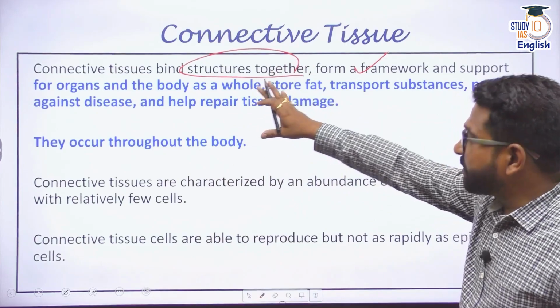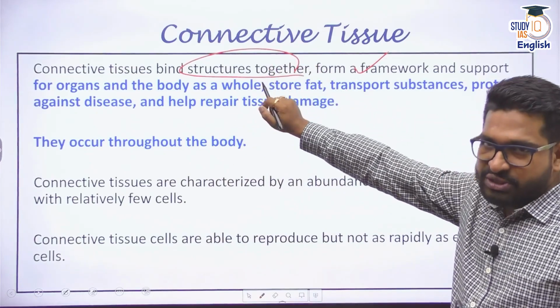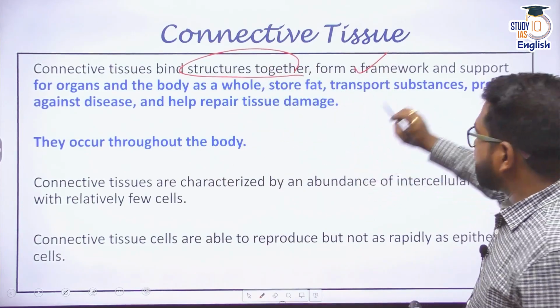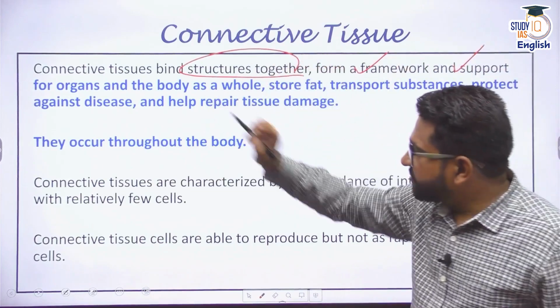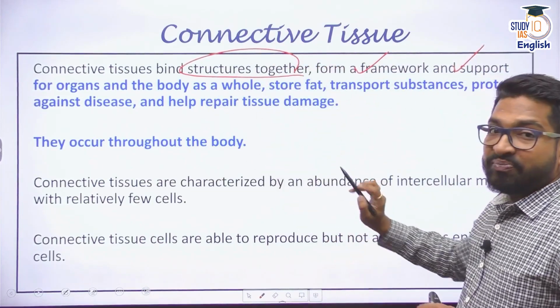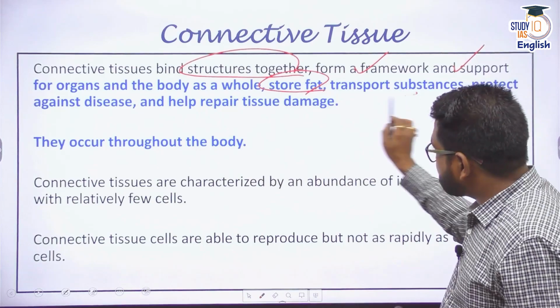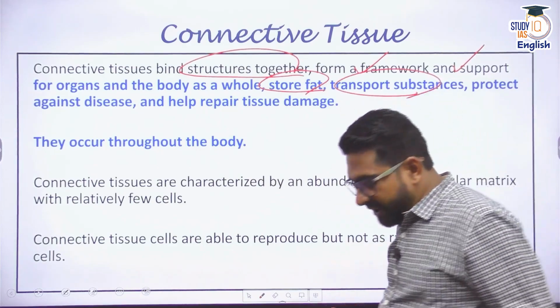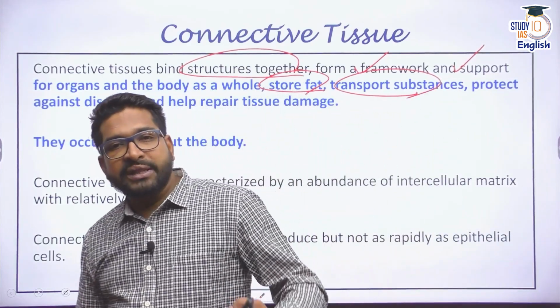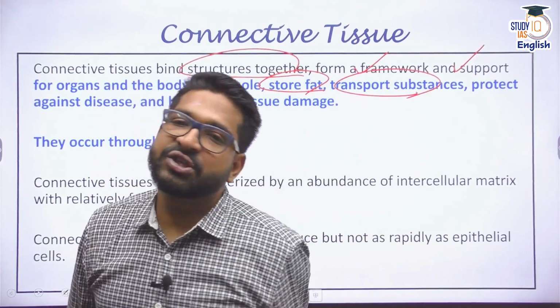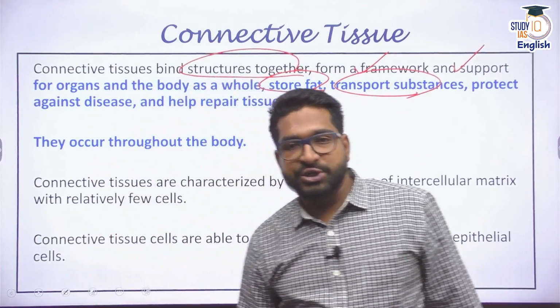So connective tissues bind the structures together, they form the framework, they support the body, they support different organs, they support the body as a whole. Many store fat, many store proteins, many help fight diseases. So connective tissues occur throughout your body with different kinds of functions.